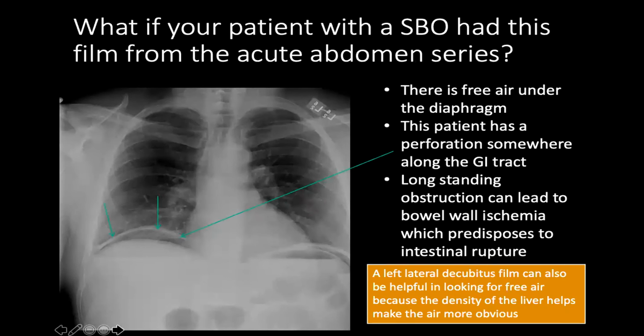There's also, if a patient can't be laying flat, you can get a left lateral decubitus film. That can also be helpful, especially with the density of the liver. Makes the air more obvious. And that's it for the cases.